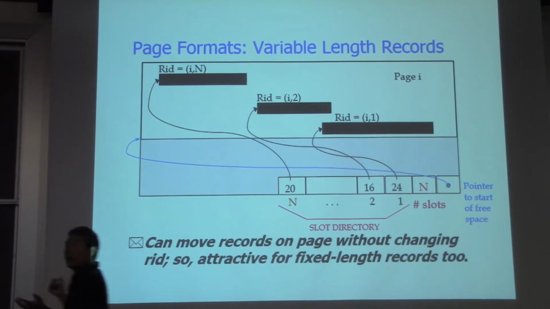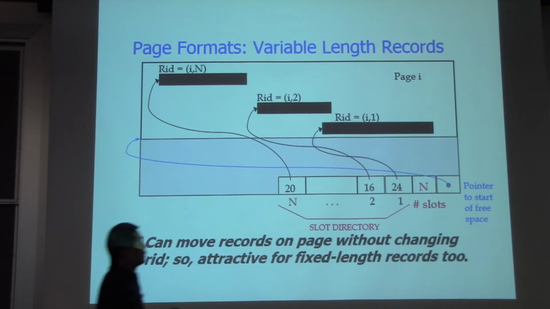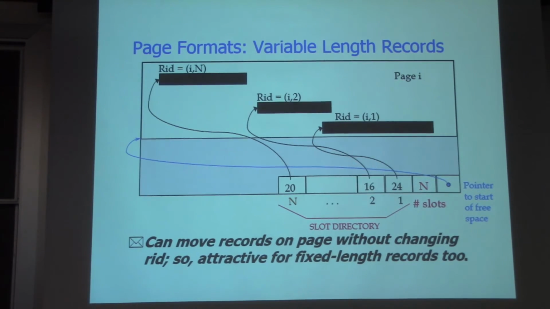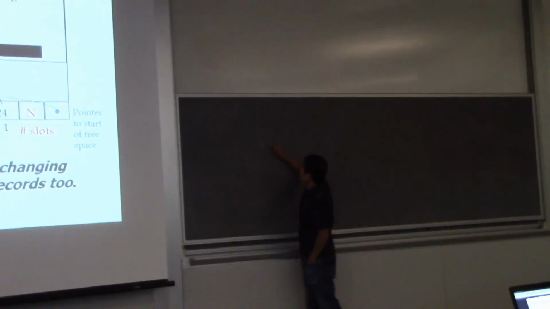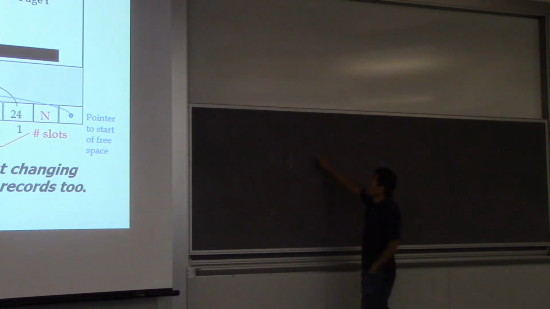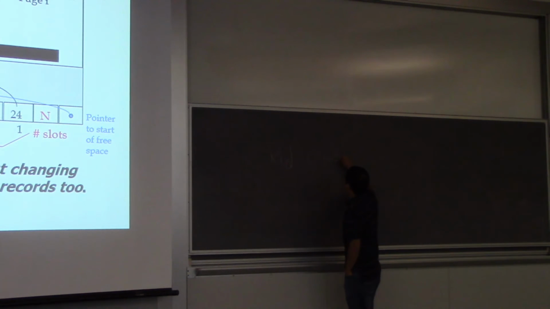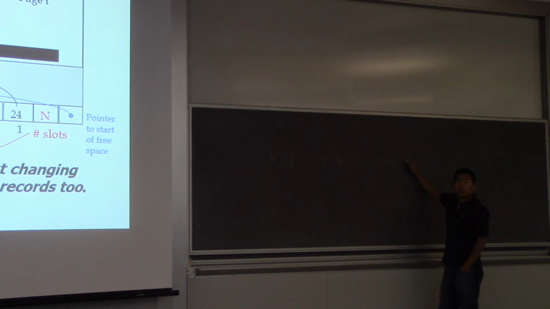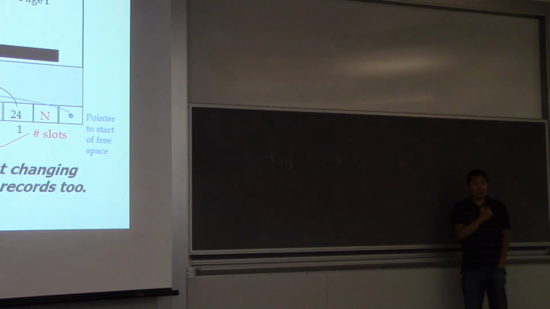That's it. Now, let me finish one thing, then I open for questions. Now, Charlie just now mentioned record ID. Record ID, now we understand this. Record ID has two components. One is page ID. You have to tell me which page you locate at. And what else? Slot number or slot ID within that page.